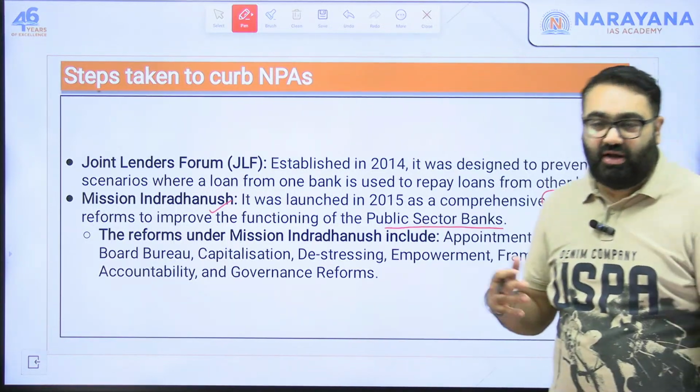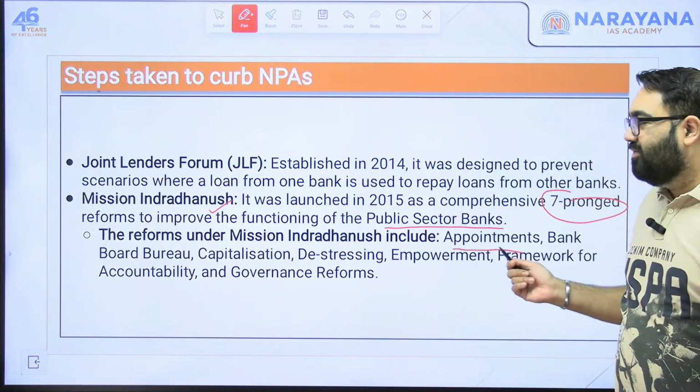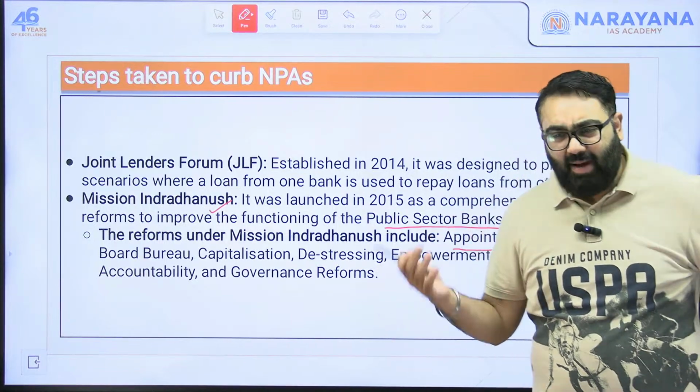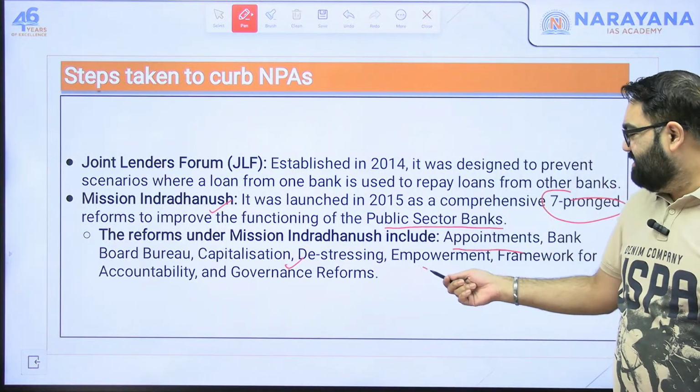There is a 7-step approach. That is why it is called Indradhanush, that is the 7 colors. The idea is to ensure the appointments of the banks are done in a much more transparent manner by the Banks Board Bureau. Then capitalization, more money be put into banks. There is empowerment of the banks.